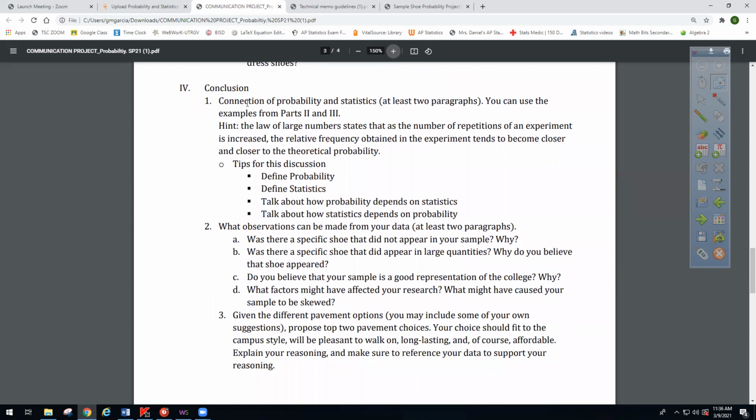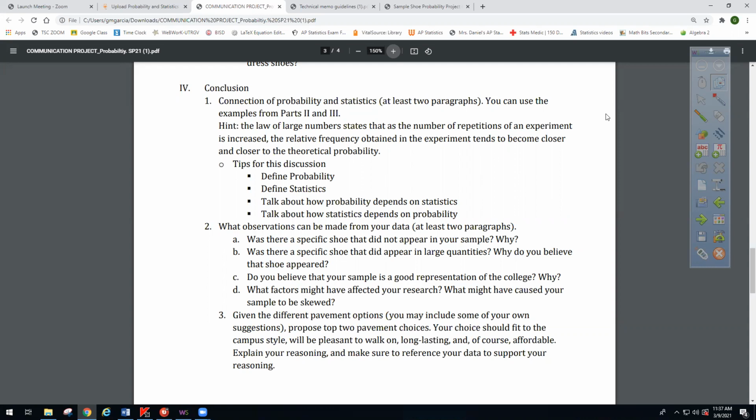The next thing we have is a conclusion. Connection of probability and statistics, at least 2 paragraphs. You can use the examples from part 2 and part 3. Hint, the law of large numbers states that as the number of repetitions of an experiment is increased, the relative frequency obtained in the experiment tends to become closer and closer to the theoretical probability. Remember what we talked about when it comes to the law of large numbers, that the probability is unpredictable in the short run. But when you do it many times, you can more or less figure out what the probability is going to be. And we did the example with a coin.